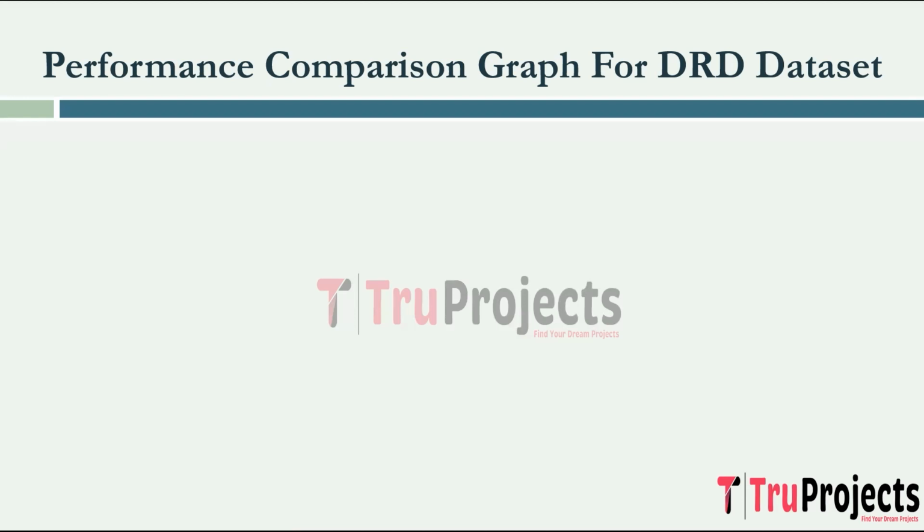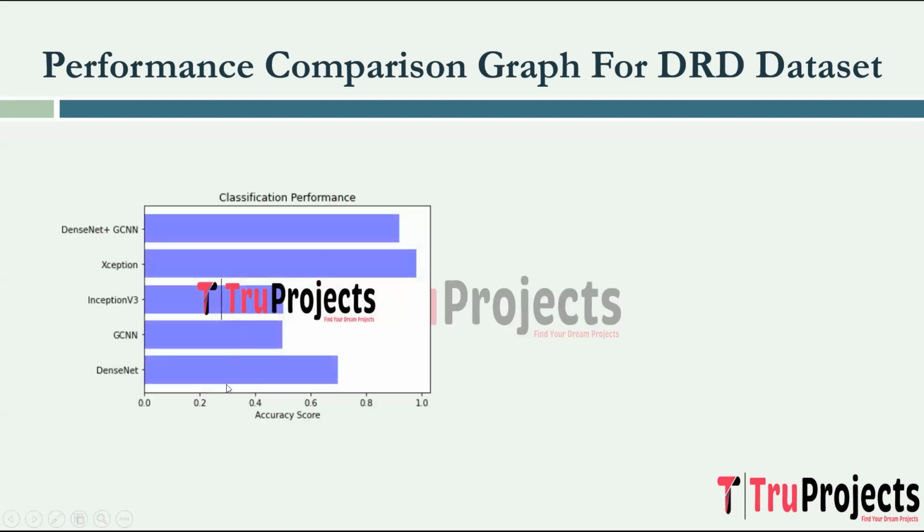So, here we have the performance comparison graphs for all the models built in the project on the dataset, which is the DRD dataset. This is the accuracy comparison graph, where the x-axis represents the accuracy score for each algorithm and the y-axis represents the algorithm names. Similarly, we will have other graphs also. So first we will know what is accuracy score. Accuracy is the measure of the overall correctness of the model. It calculates the ratio of correctly predicted instances to the total number of instances.